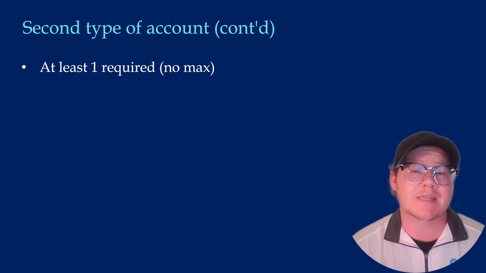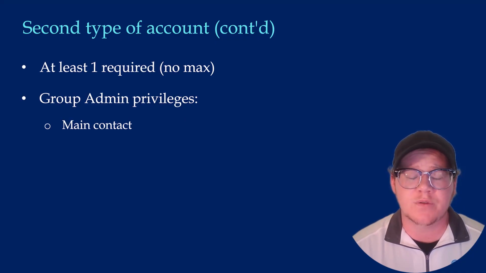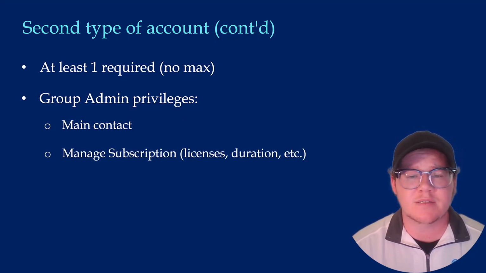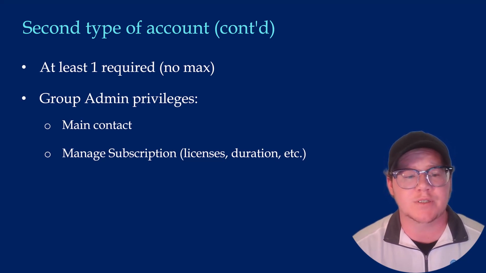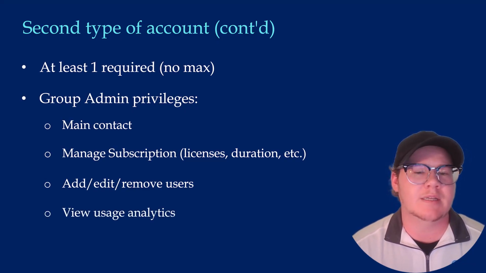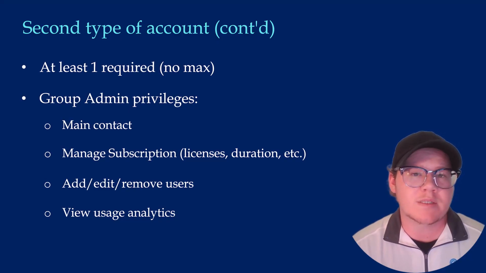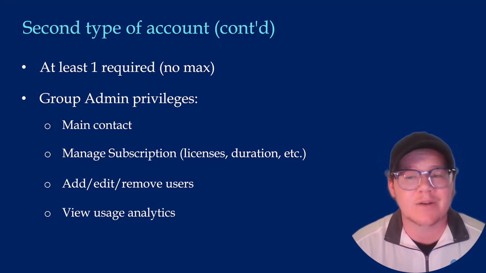Every group subscription must have at least one group admin at all times. But there's no limit to how many you can have. That's because group admins play several important roles through those extra privileges and controls, including serving as the main point of contact for Sooth, managing subscription details such as license numbers and subscription duration, and probably the most important, adding, editing, and removing users from the group, and viewing usage analytics to see how their users are interacting with the platform. These extra permissions are what set a group admin account apart from a standard user account.